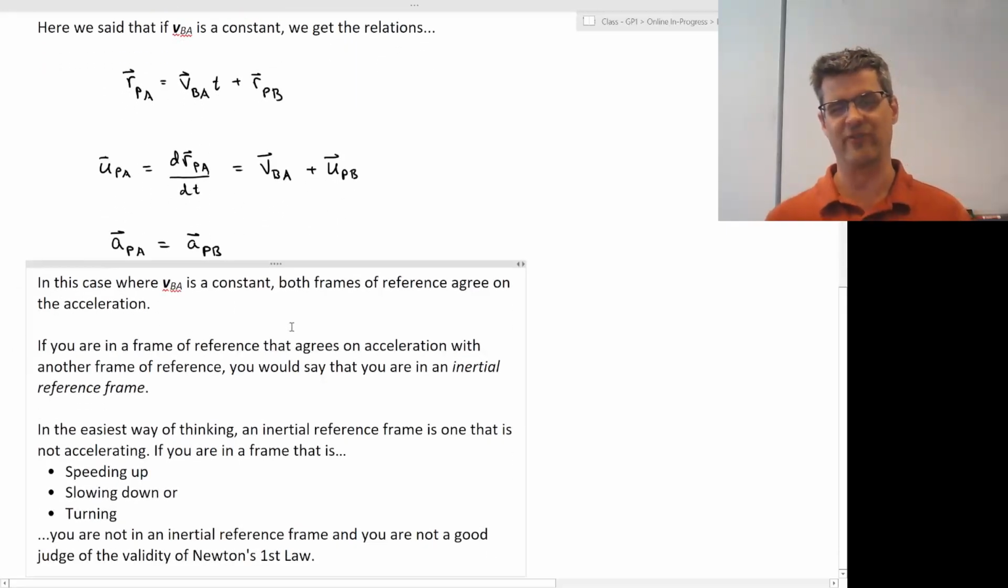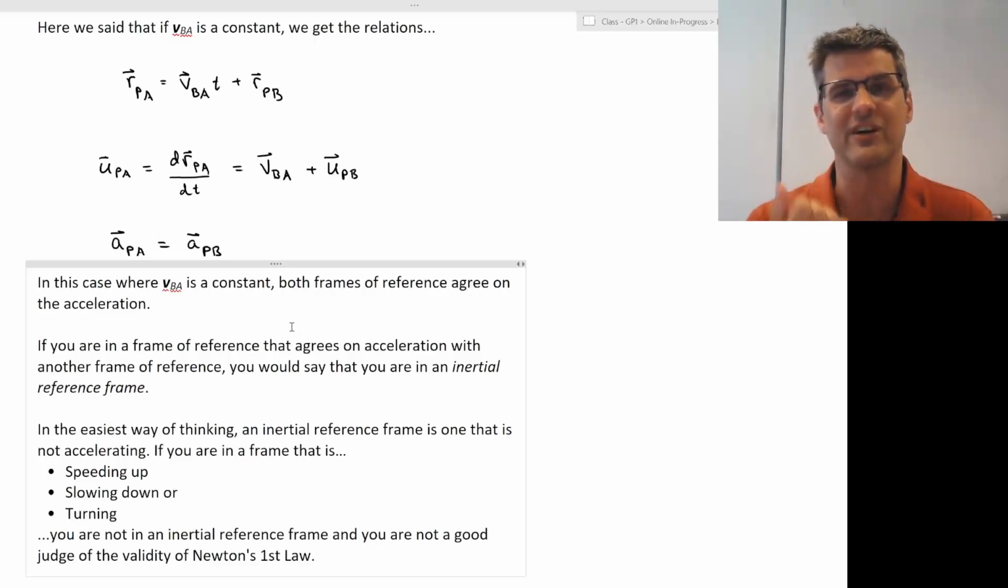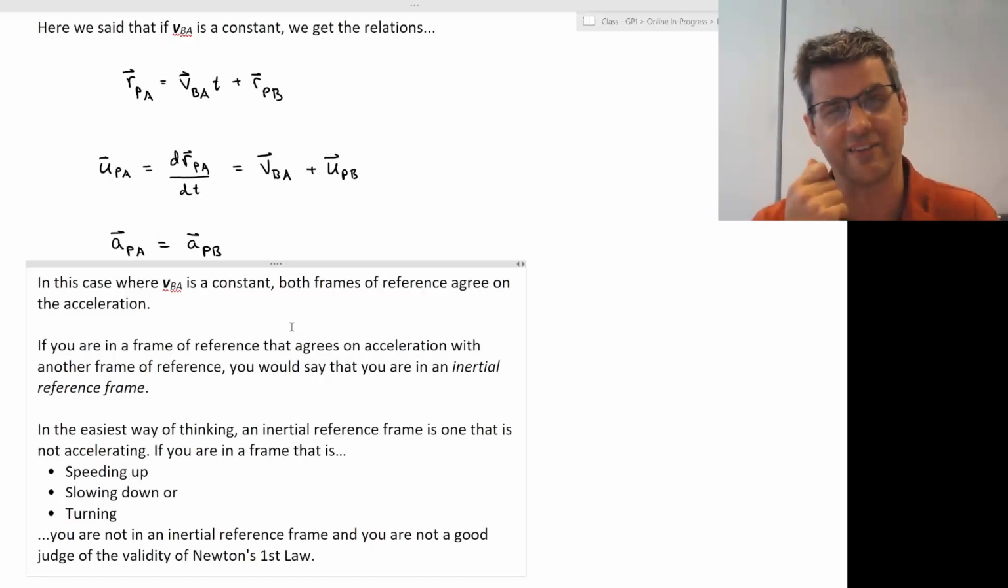You are in a frame of reference where you can talk about Newton's laws. We don't know what force is yet, or the relationship between force and acceleration, but we find out that we will be good judges of Newton's laws if we are in something called an inertial reference frame. What is an inertial reference frame? A reference frame that does not accelerate.